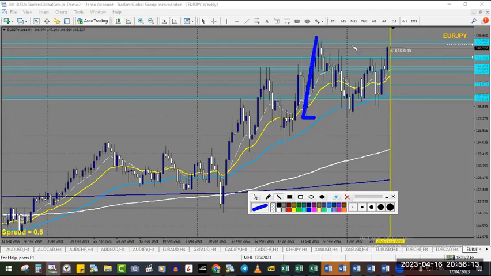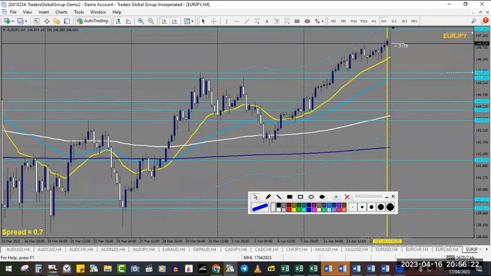So the level on the top right here, there are a lot of spikes there. It's a good zone, but it's against the trend. So I would be cautious with this level as a sell.